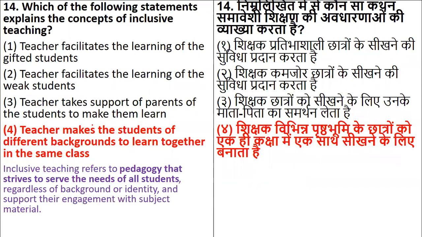So here, teacher facilitates the learning of the gifted students. No. Teacher facilitates the learning of weak students. No. Teacher supports the parents of the students to make them learn. No. Teacher makes the students of different backgrounds learn together in the same class. Inclusive refers to the pedagogy that strives to serve the needs of all students irrespective of their background or identity, and supports their engagement with the subject material. It means the teacher does not differentiate between any student in the class. For the teacher, all the students play an equal role, all the students are treated equally.